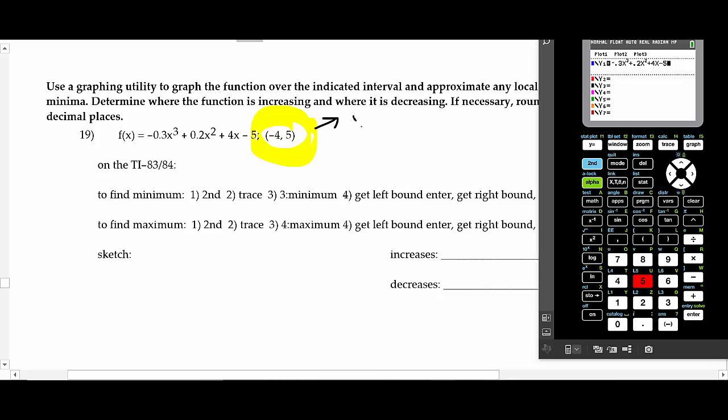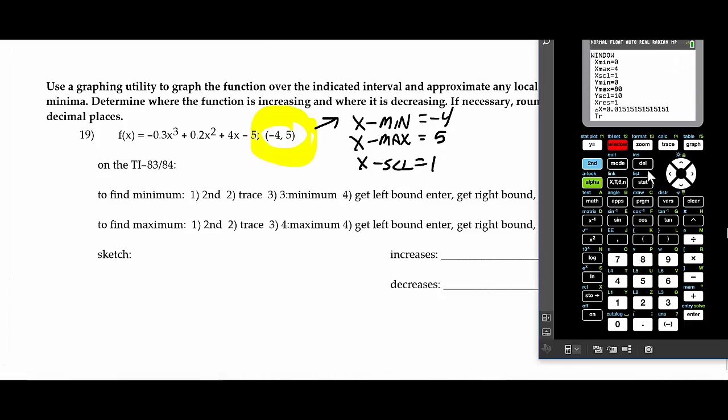So when you do this, you want to do x min is -4 in your window. Then you want to do x max is 5, and then you could do x scale on that is equal to 1 like that. Okay, so you want to start like that. So I'm going to go ahead and put my window in and just go -4 to 5 since I gave you that viewing window.